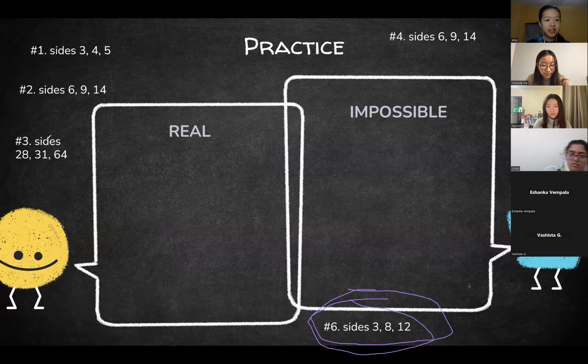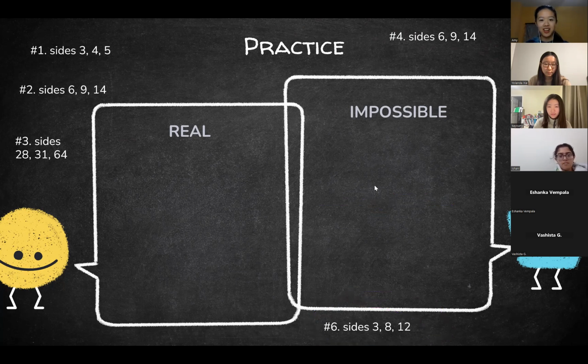Yep, this one is impossible because if you test it, 3 plus 8 is not greater than 12. So this means that if this is a side with length 12, and you try to connect the side of length 3 to the side of length 8, it's not greater than 12, so they will never touch and it can't make a triangle. Yep. Okay, I think you guys get the point. So we're gonna move on.